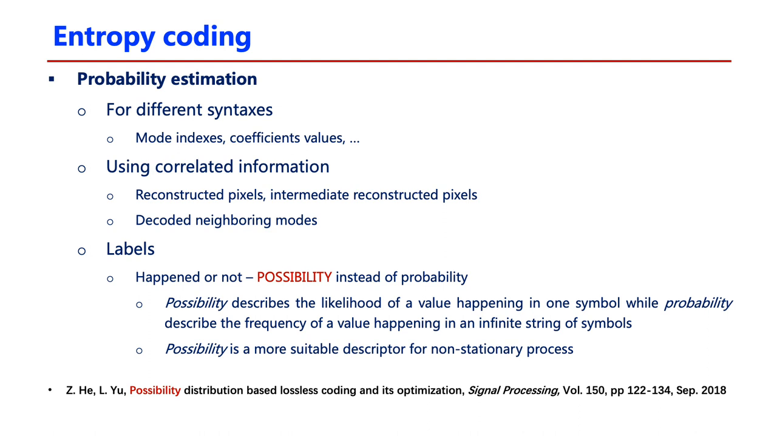Here, the possibility describes the likelihood of a value happening in one symbol, while probability describes the frequency of the value happening in an infinite stream of symbols. This concept was proposed in one of my papers in 2018. So in fact, we are estimating the possibility, but not the probability. The inaccuracy of the estimation may cause extra bits in coding.